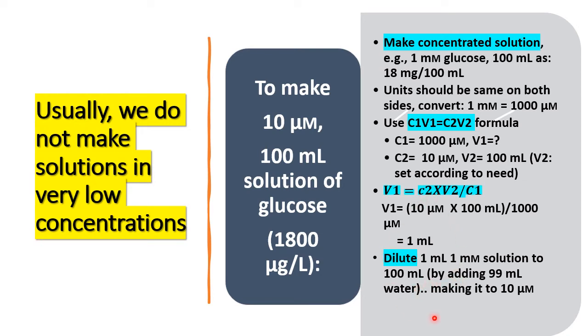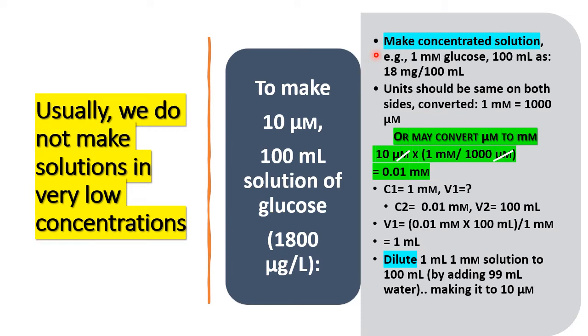And you should also make this in a volumetric flask to avoid any errors. So you first fill it with water, and then you can add 1 ml and make the final volume up to 100 ml. So in this way you can make this solution. This is just another example of diluting a concentrated solution by using this C1V1 formula.